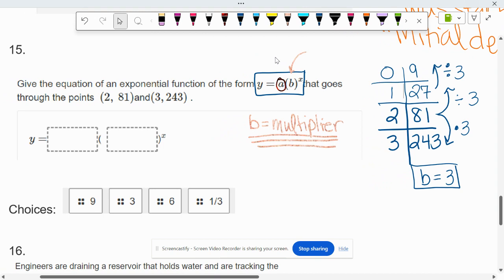What numbers, because this was a drag and drop for you guys. What numbers are you dragging and dropping into your equation? What comes first? 9. And then in the parenthesis, 3.